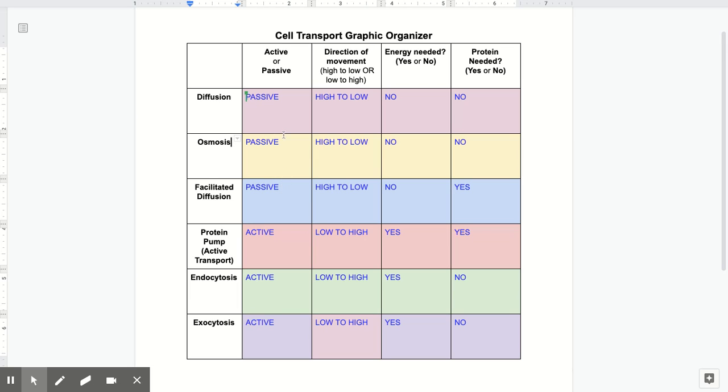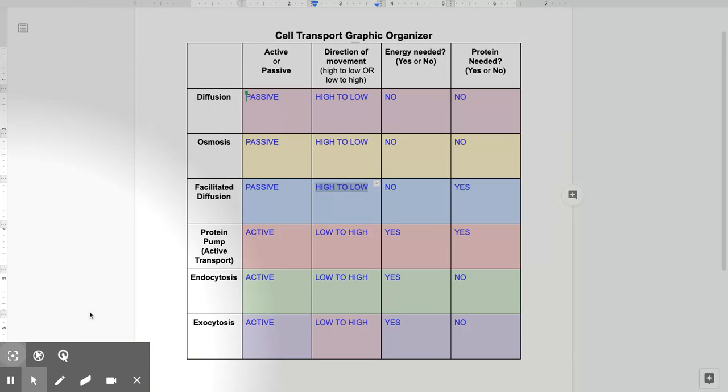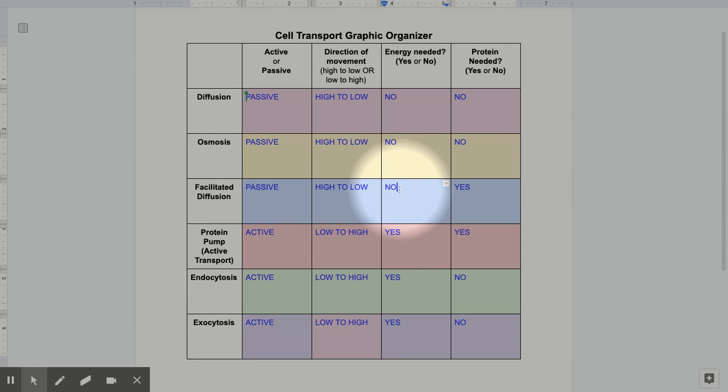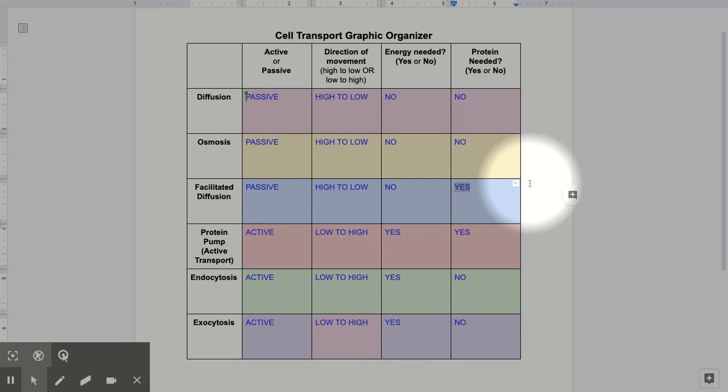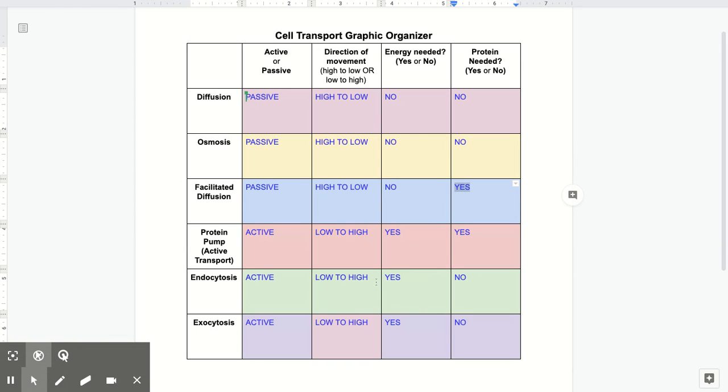Okay, moving forward, facilitated diffusion is a type of diffusion. It's passive transport. Molecules are moving from an area of high concentration to an area of low concentration. And there is no energy needed, but there is a protein needed. I wanted to highlight that. So there is a protein needed for facilitated diffusion.